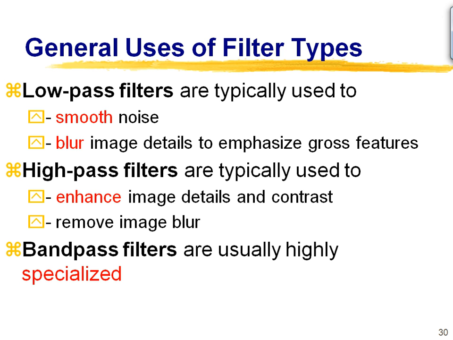Now a high pass filter, on the other hand, is removing all the low frequencies. So if it removes a lot of the low frequencies, it will actually enhance the details that are present. It accentuates the high frequencies that we have. As a result, it would actually remove blur and enhance the contrast in an image.